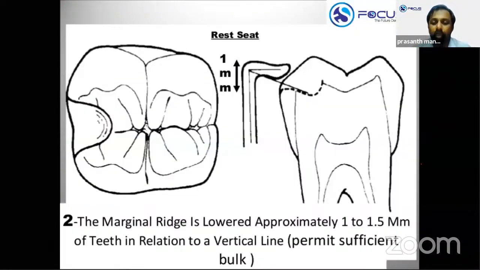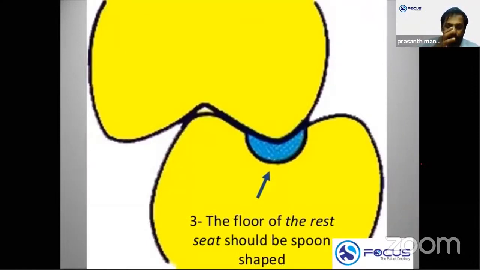And at the marginal ridge, there should be minimum 1 to 1.5 mm clearance, so that there is sufficient bulk of the rest material, the cast metal, so that it can have structural durability. So you should have a minimum 1 to 1.5 mm clearance at the marginal ridge. Hope it is clear.